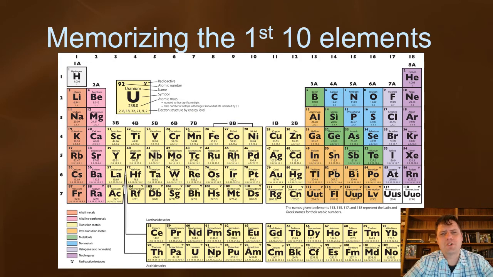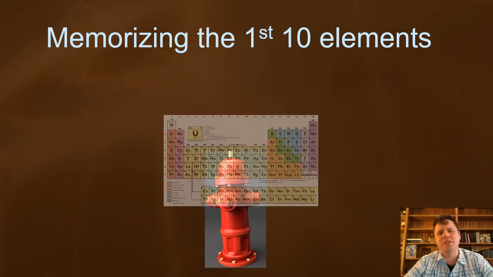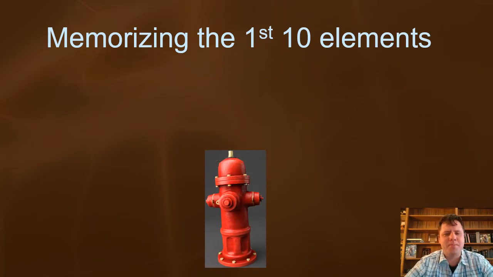So if we're going to memorize the first 10 elements of the periodic table, this is how we're going to go about it. We're first going to imagine that entire periodic table wrapped around a fire hydrant. The reason you're going to do this is because when you see the hydrant, you're going to remember hydrogen. So imagine the periodic table in its entirety is wrapped around a fire hydrant, and you're going to remember the very first element on the periodic table is hydrogen because of that hydrant.